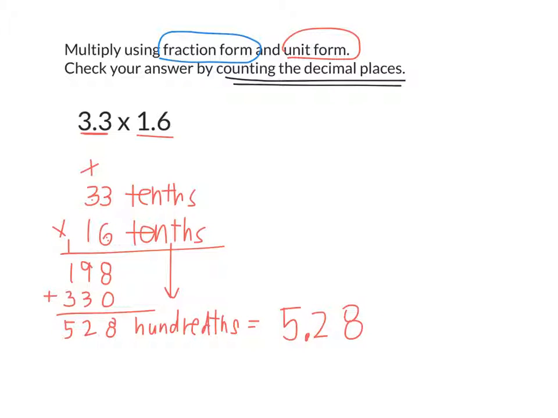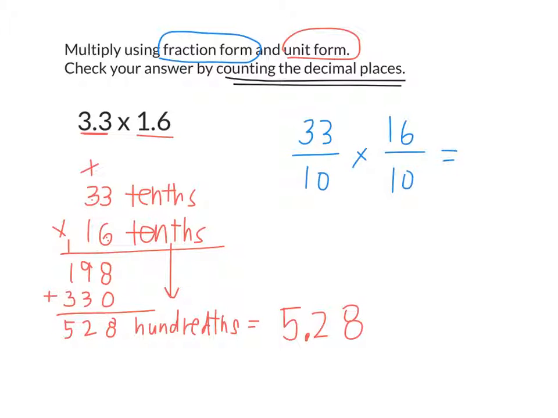Now let's do the same problem using fraction form. If I have 33 tenths, that's the same as 33 tenths. Yes? 16 tenths is 16 tenths. Now I know I proved it using rectangular fraction models last week. I know I can multiply the numerators to get my new numerator, and I can multiply my denominators to get my new denominator. Yes?